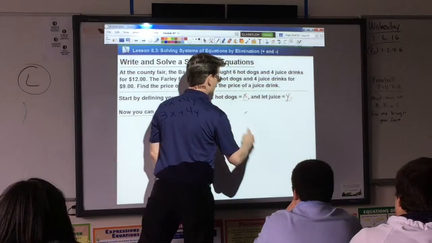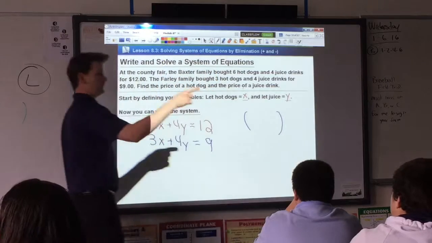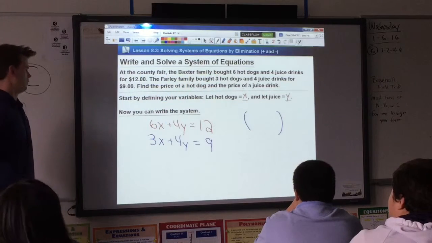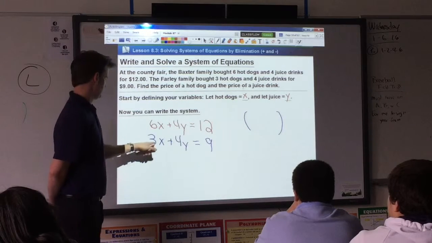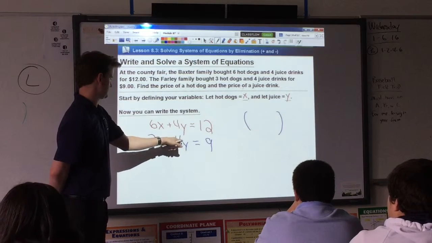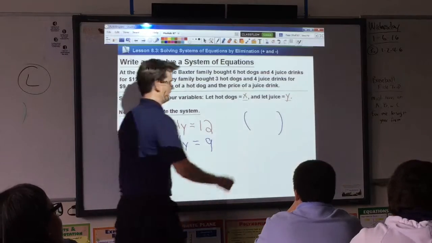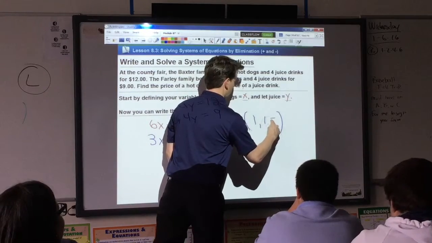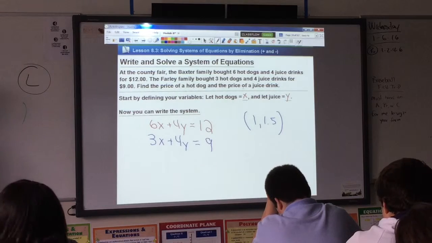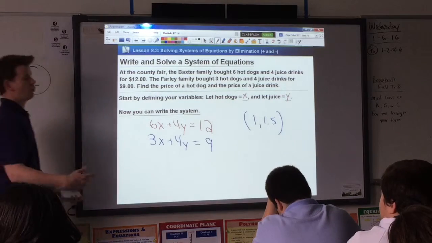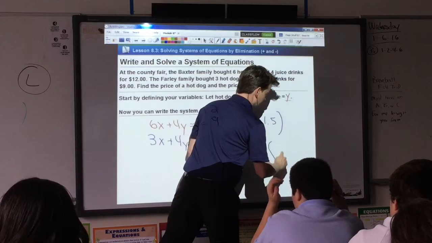I'll get a coordinate pair. What do you got? 1, 1.5. Let's see if that works for both of them. That's 6, that makes 12. That's 3 plus 6 makes 9. Yeah, 1, 1.5 works. If you don't believe me, go in and solve it for yourself. You will see that you get 1, 1.5. Or it might come out as a fraction, right?